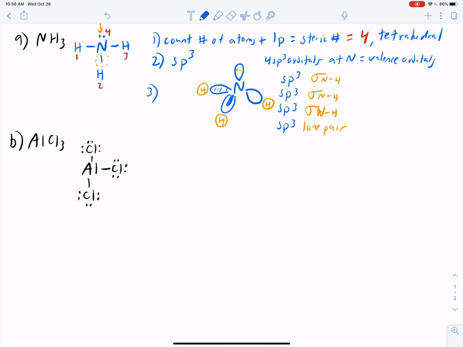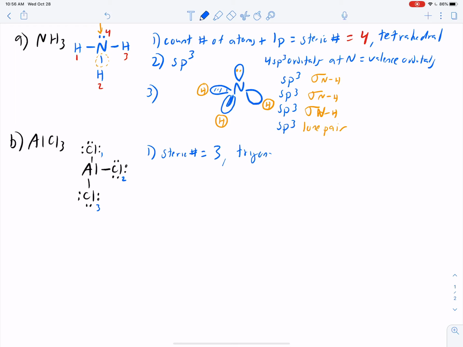Once again, we're going to start with steric number, which as defined above is to count the number of atoms directly bonded to aluminum plus the number of lone pairs. And in this case, I've got a Cl, a Cl, and a Cl, and no lone pairs. So the steric number is equal to 3. Compounds with steric number of 3 have a trigonal planar geometry. And so that's the geometry of this compound. Compounds with steric number of 3 have an sp2 hybridization.